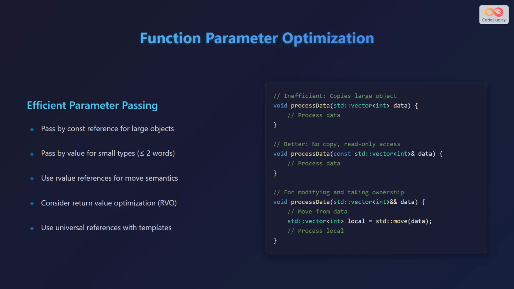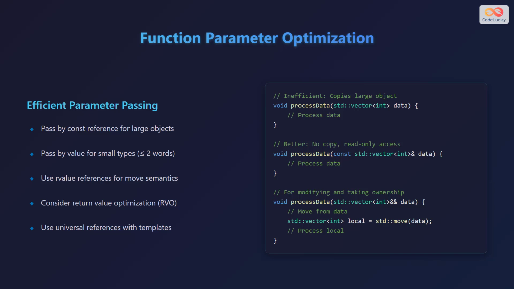Let's optimize function parameters. How you pass parameters to functions can impact performance. When passing large objects, pass by const reference. This avoids making a copy of the object, which can be expensive. Pass by value for small types, such as integers or booleans. For very small types, like less than or equal to 2 words, passing by value is usually faster because it avoids the overhead of indirection.